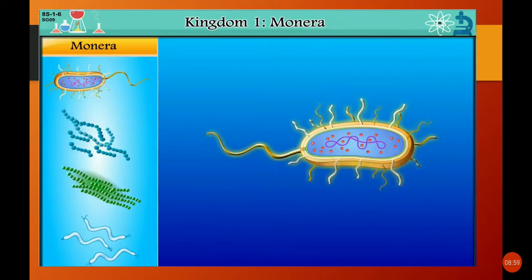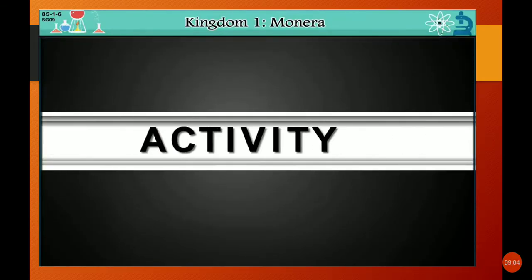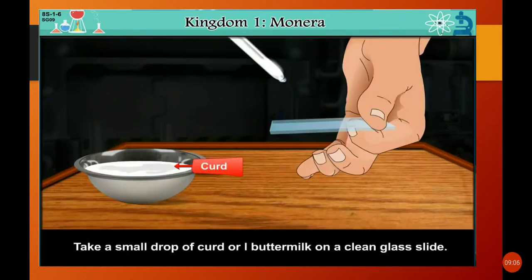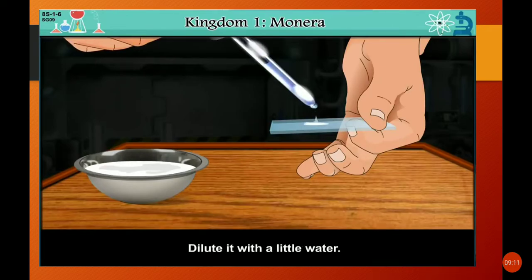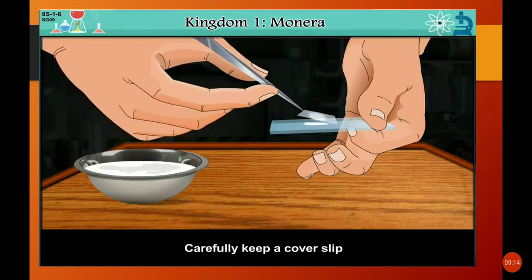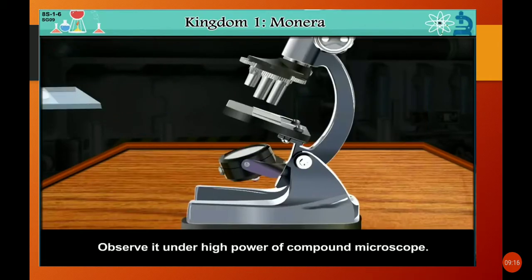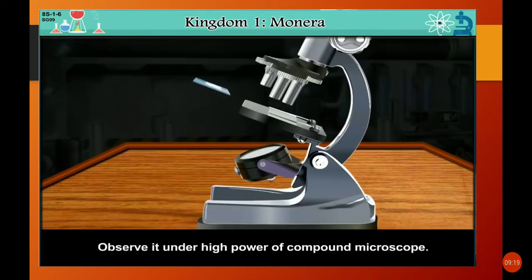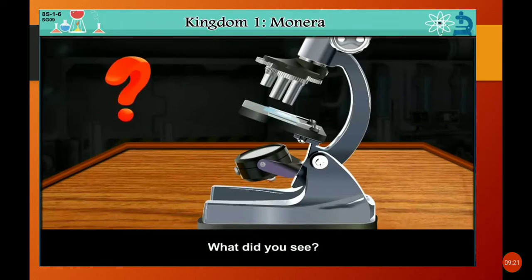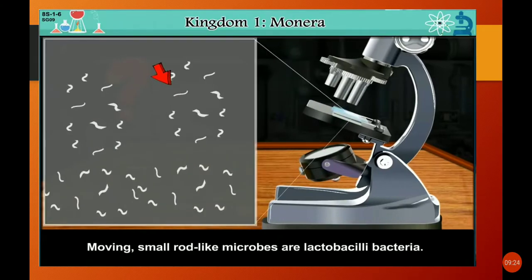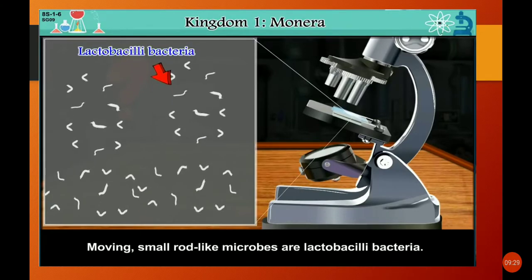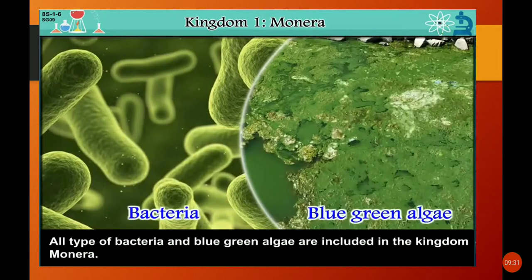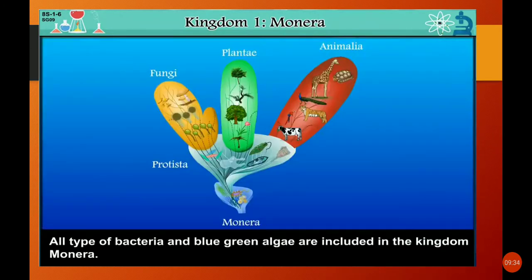Kingdom 1. Monera. Try this activity. Take a small drop of curd or buttermilk on a clean glass slide. Dilute it with a little water. Carefully keep a cover slip. Observe it under high power of a compound microscope. What did you see? Moving small rod-like microbes are lactobacilli bacteria. All types of bacteria and blue-green algae are included in the kingdom Monera.